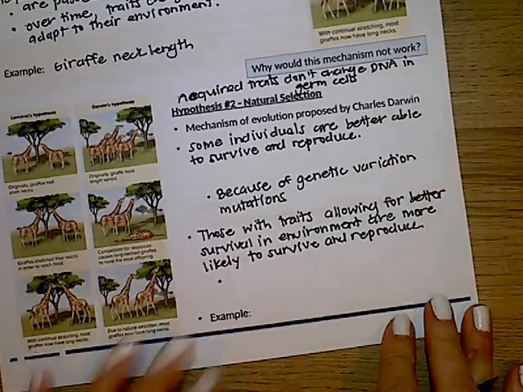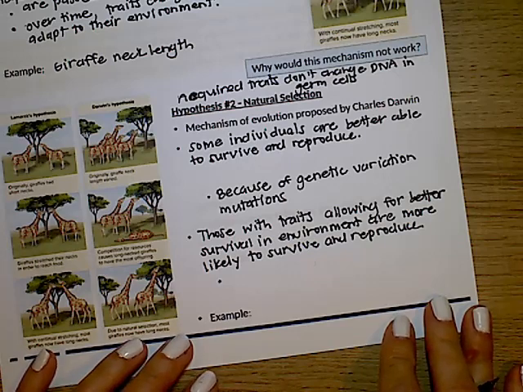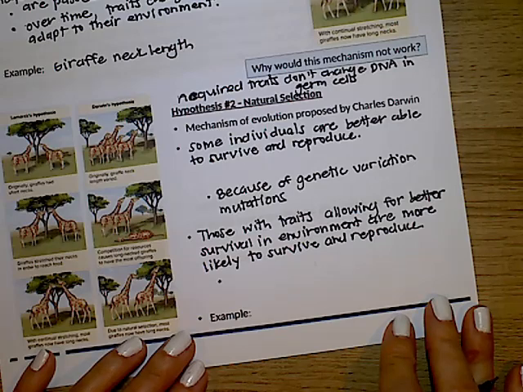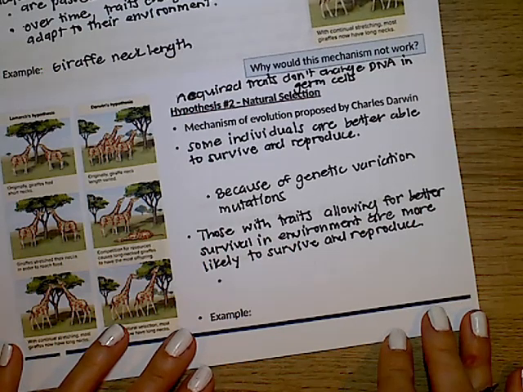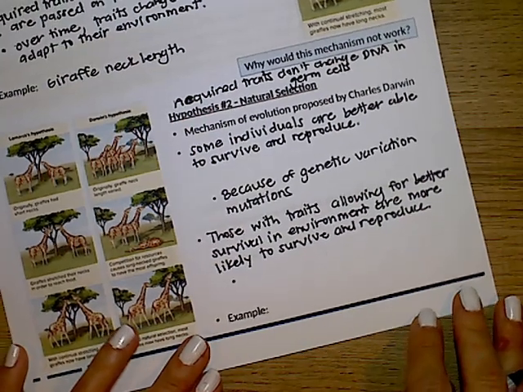A lot of writing today. And those individuals that are unable to compete will have fewer or no offspring because they die before they get the chance to reproduce.